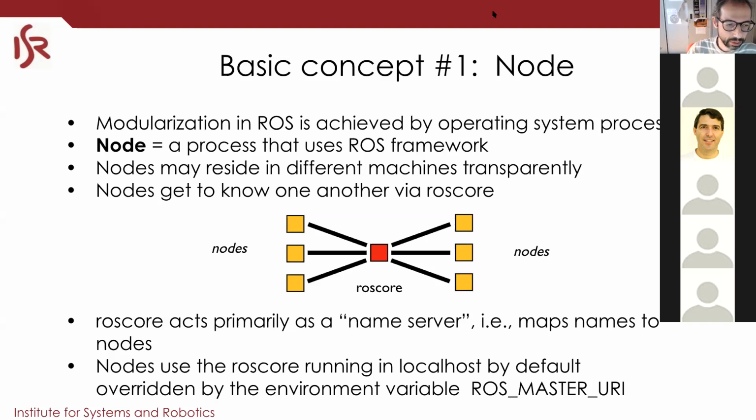A node is a process, as I said, and nodes connect and communicate between themselves. Basically that's what ROS is all about: a very straightforward way to have processes communicating between them.